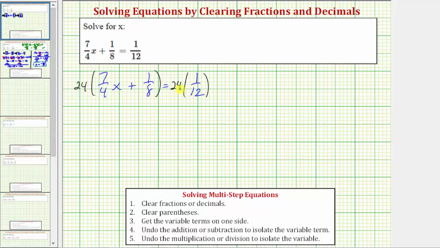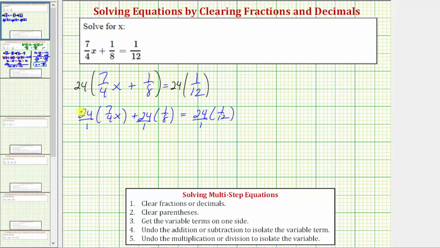And now let's go ahead and show each product. So on the left side we have 24 times 7/4 x plus 24 times 1/8 equals, on the right, we have 24 times 1/12. Because each product involves a fraction, let's write 24 as a fraction with the denominator of 1. And I will simplify before multiplying by simplifying out any common factors between the numerators and denominators.